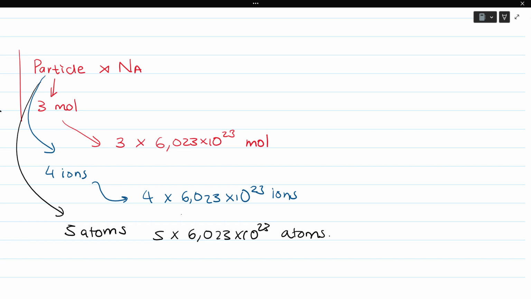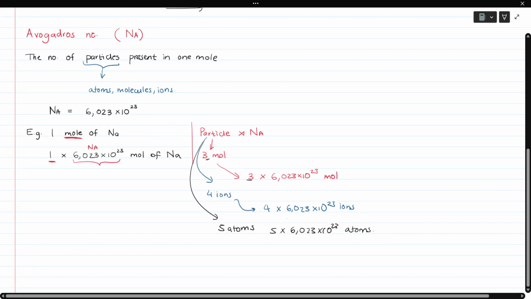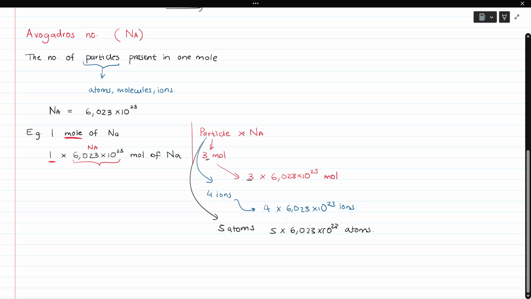So I hope you get the picture of how this works. Whatever particle you're dealing with, you take that number and you place it in front of that special Avogadro's number. They like to generally test these in multiple choice questions, so it's important to apply yourself now in the way that we're doing here. Okay, and then later on I'll give you a multiple choice question and we'll see how we do with that.